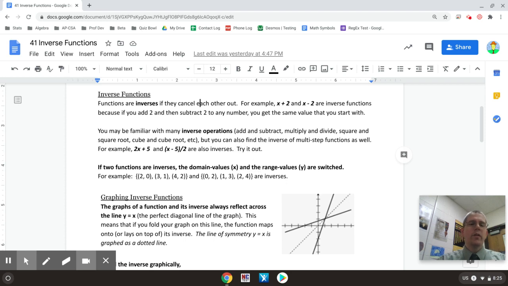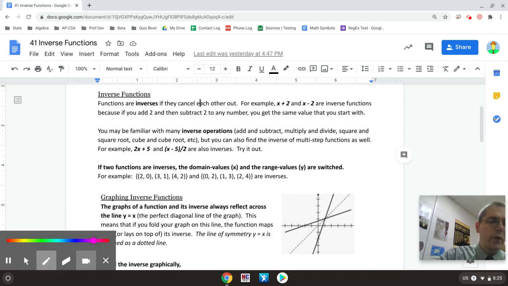Today we're going to talk about inverses. Inverses are functions that cancel each other out. You've probably talked about inverse operations before, like addition and subtraction, multiplication and division, even square and square root. All of those things are inverse operations.